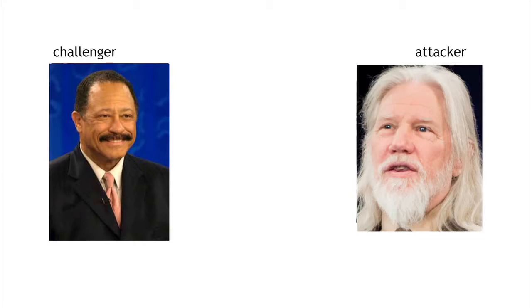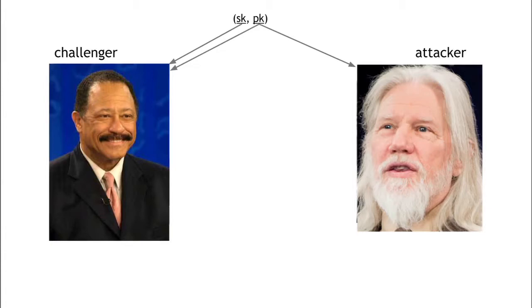Okay, so the game works like this. The first thing we do is use generate keys to generate a secret signing key and a public verification key that match up. Now we give the secret key to the challenger, the judge, and we give the public key to both parties, both the challenger and the attacker. So the attacker only knows information that's public. He only knows the public key. And his mission is going to be to try to forge a message.